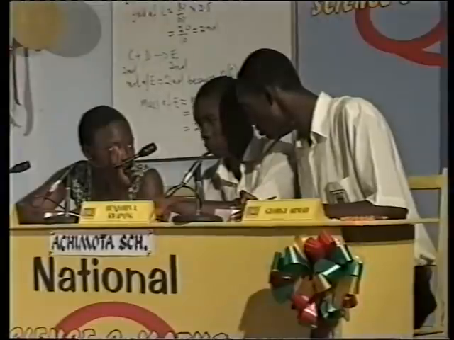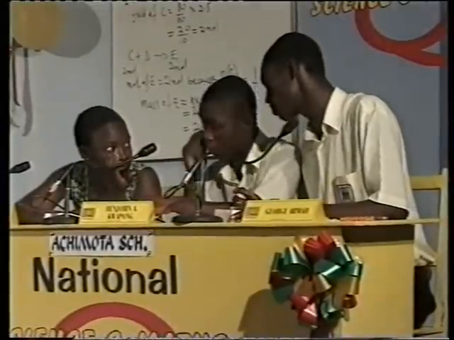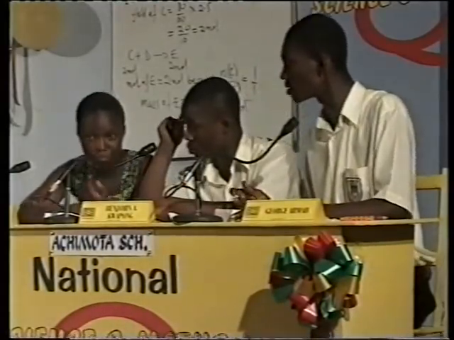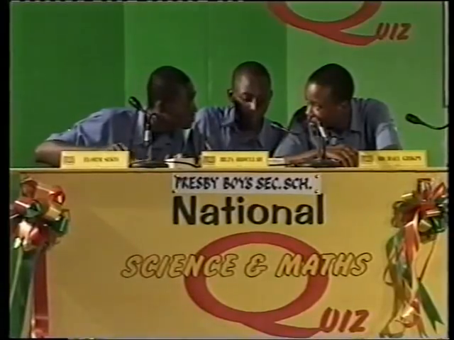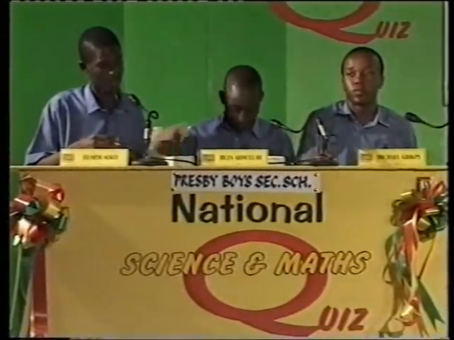Your final statement, Achimota School. Amylase is present in the saliva and intestinal juice of human beings. Benjamin. It's true. That is correct. Viewers, that brings us to the end of this exciting contest.